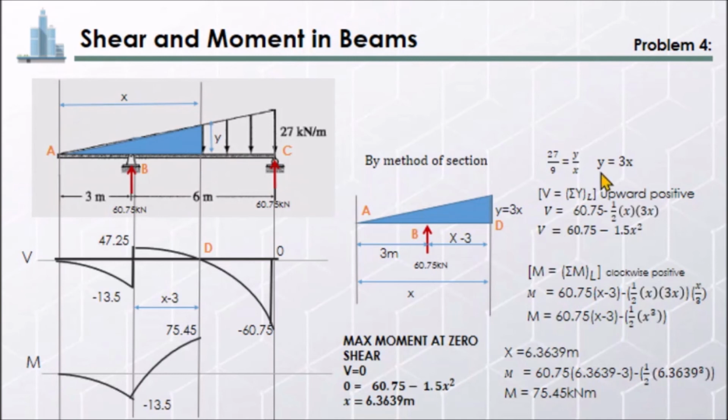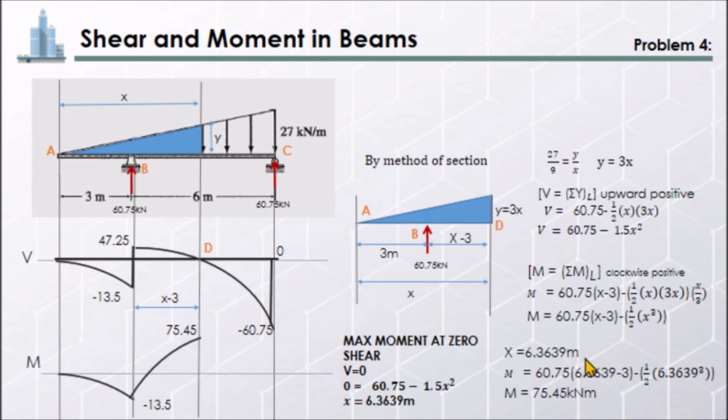By ratio and proportion, we have 27 is to 9 equal to y over x. Let us simplify this, class. We have y is equal to 3x, since 27 divided by 9 is 3. So, y is equal to 3x. Okay? So, we are complete. We now have the height, y is equal to 3x. We can start computing our shear.